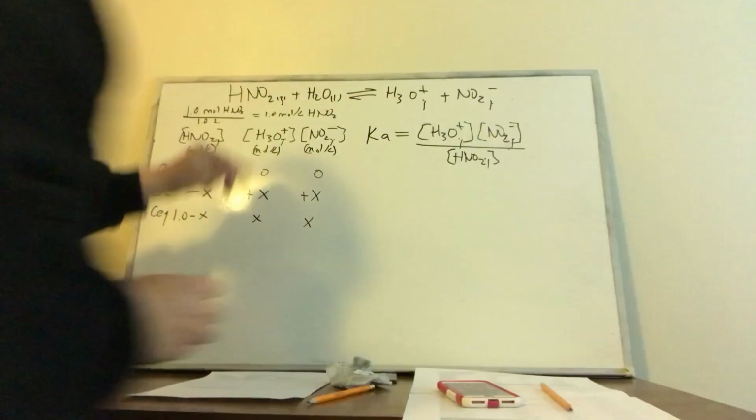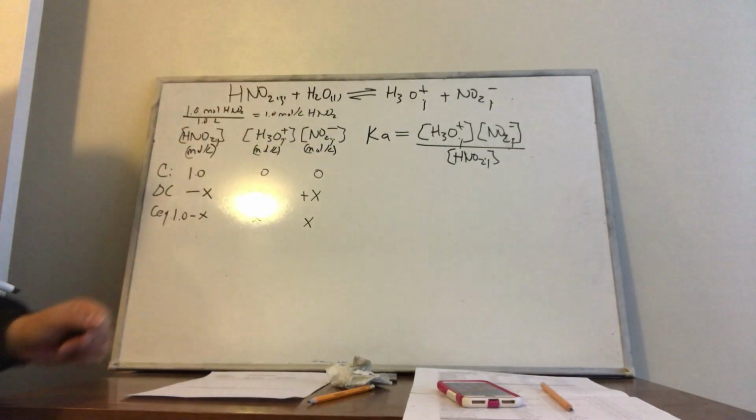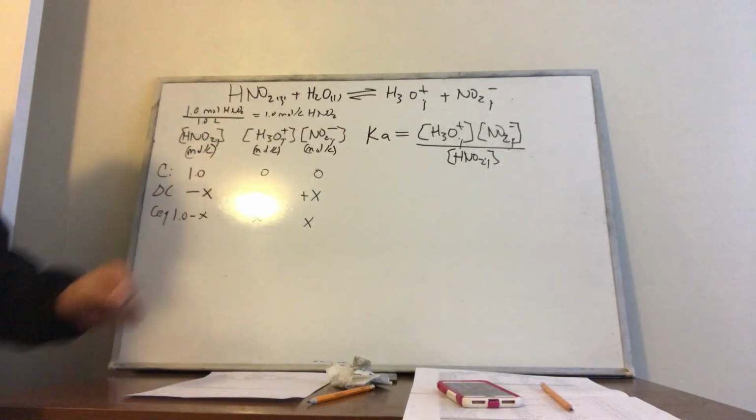So we go Ka equals the concentration of hydronium times the concentration of the nitrite ion, which is the conjugate base of the nitrous acid, and all over the nitrous acid, which was hydrogen nitrite added to water. Water is not part of the equilibrium because it's a liquid. So there is my Ka expression.